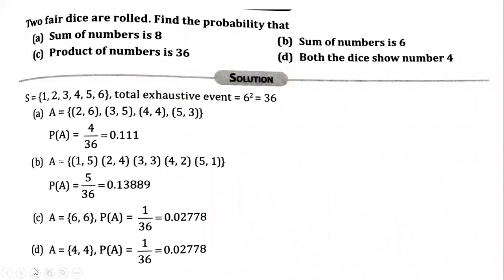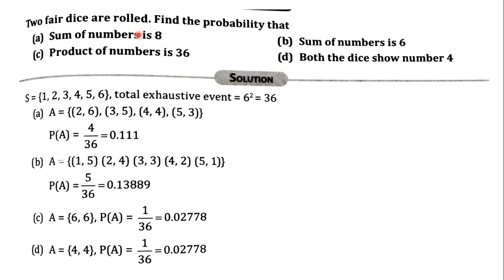Two fair dice are rolled. Find the probability that the sum of numbers is 8, the sum of numbers is 6, the product of numbers is 36, and both the dice show the number 4. Now, firstly, two fair dice. So, two dice are rolled. Not one, but two are rolled. And we are supposed to find the probability of it.